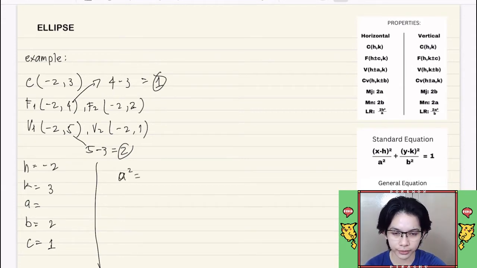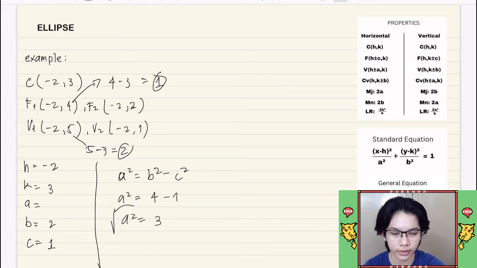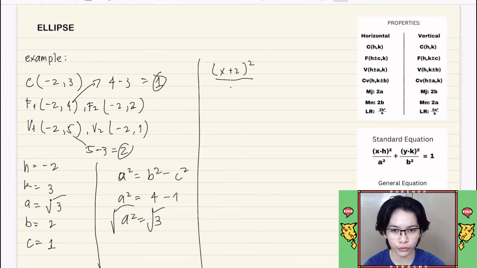Now, let's solve for a. We are going to utilize a squared equals b squared minus c squared. A squared is equal to 4 minus 1. Then we take the square root of a squared to get a, giving us a is equal to square root of 3. Now that we got the needed variables, we can solve for the general equation. First, substitute the values of h, k, a, and b. This will give us (x + 2) squared over 3, plus (y - 3) squared over 4, is equal to 1.